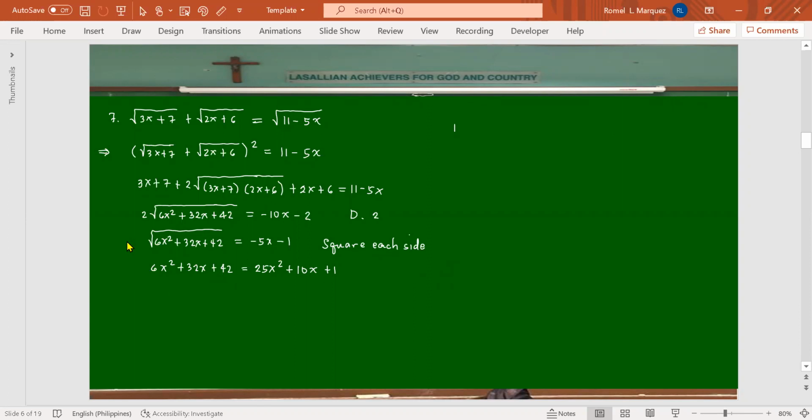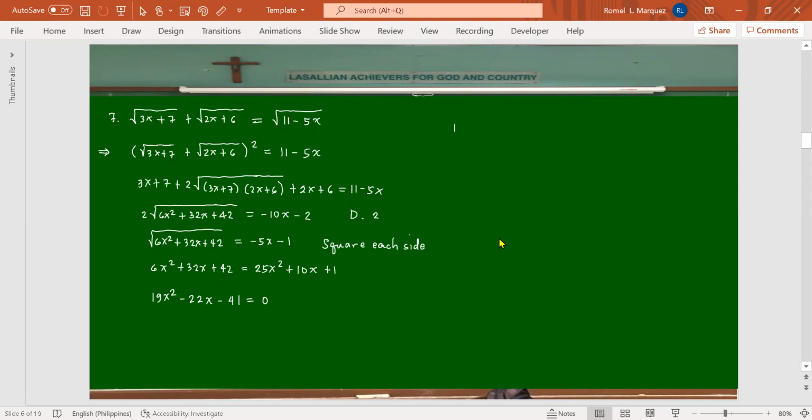So let's transpose everything on the right side. 25 minus 6, how many? 19. 19 x squared. So 10 minus 32, negative 22. Negative 22x. Then 1 minus 42. Is that correct, guys? Yes, po.